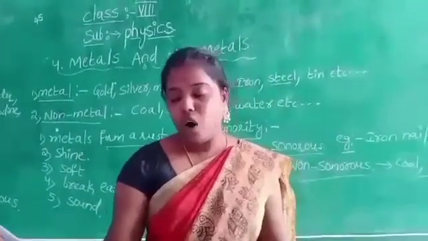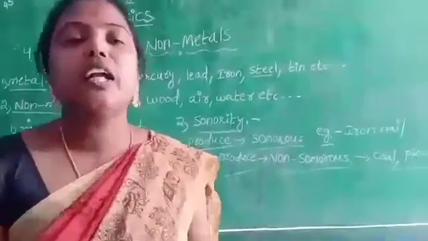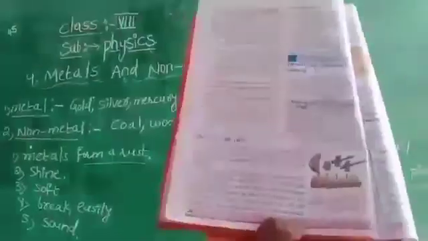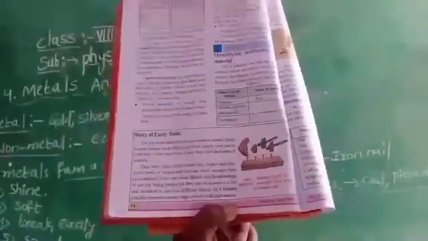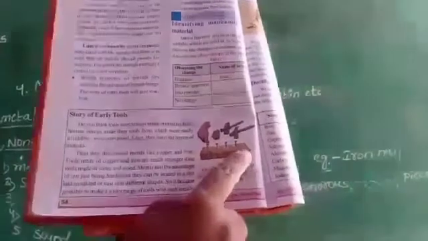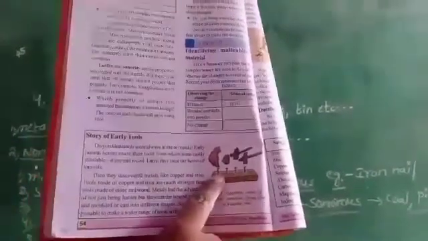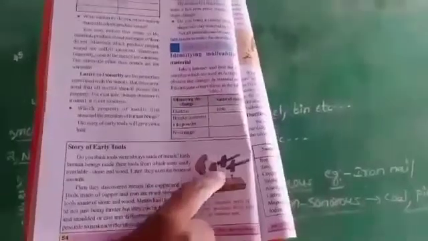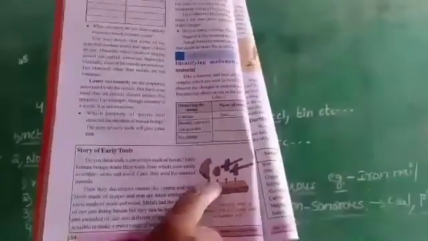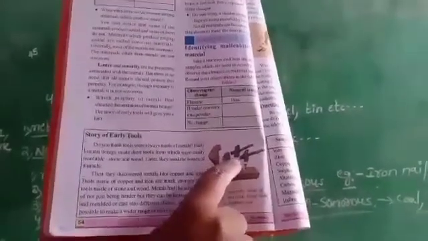Different articles. Okay, this is about what, Nana? The story of early tools. In the previous days, what happens, Nana? The people were beating iron nails. In the first case, the people beat the iron nail with the hand. Does it produce sound? No, it does not produce sound. In the second case, the people beat the iron nail with a stone. Yes, it produces sound.